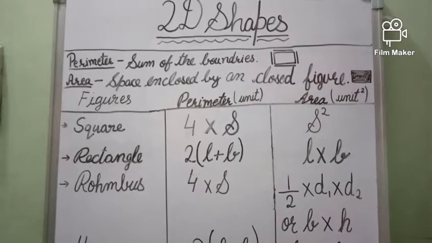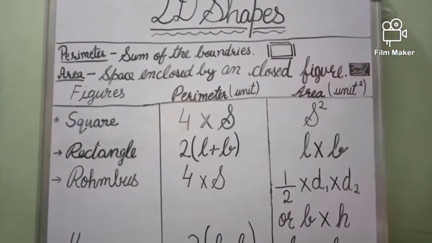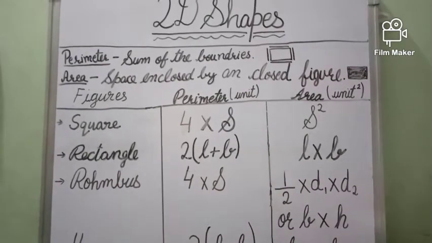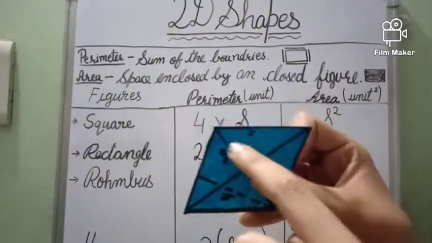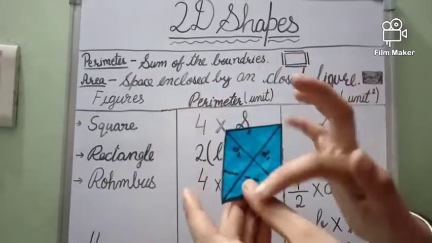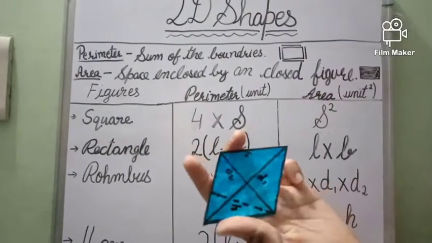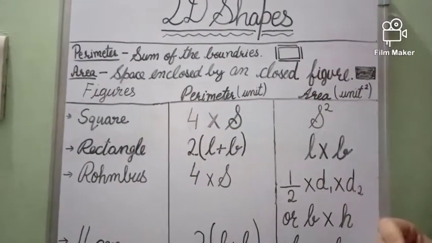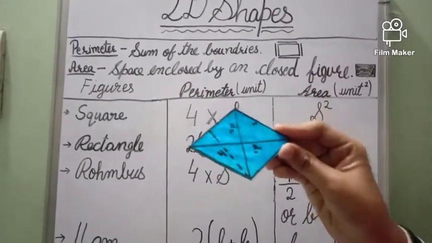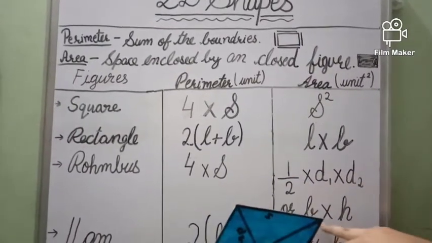So I have made a rhombus to show it to you. To find its perimeter, this is the side of the rhombus, we'll multiply it with 4. So 1, 2, 3, 4, 4s would be the perimeter of this rhombus. And to find its area, there are 2 formulas. One is 1 upon 2 into d1 into d2 or b into h.